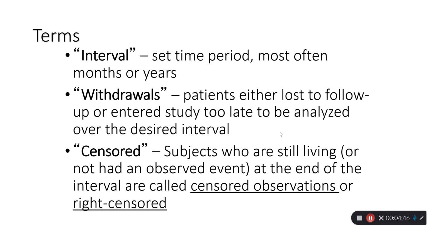Another term we think about is interval, the set time period, most often months or years, over which we examine subjects. Withdrawals are patients who are lost to follow-up or entered the study too late to be analyzed over the desired interval. Censored subjects are those still living or who have not had the event at the end of the interval. These are called censored observations, or right censored.